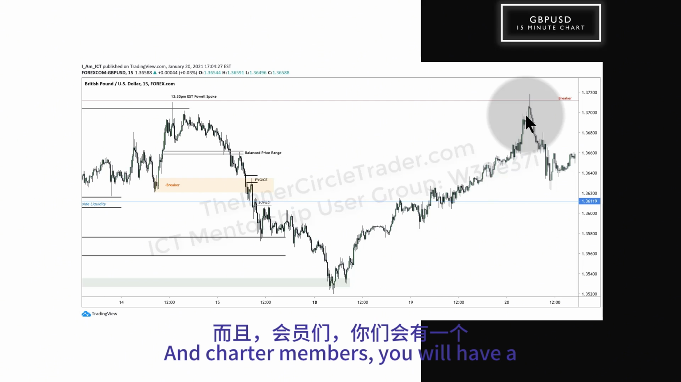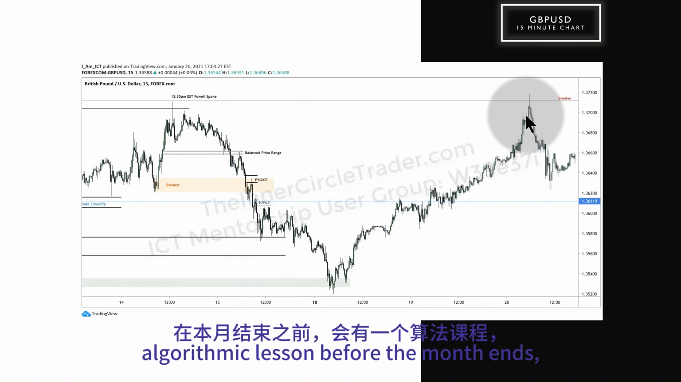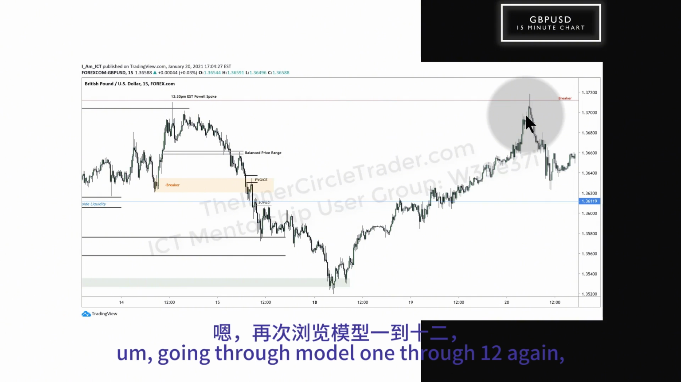And charter members, you will have an algorithmic lesson before the month ends, and we'll be building on those models, going through model 1 through 12 again.